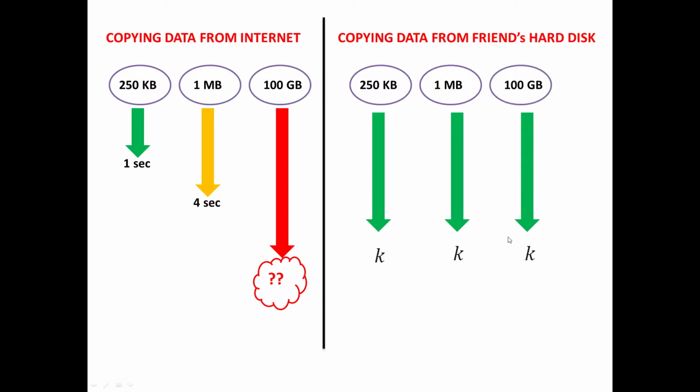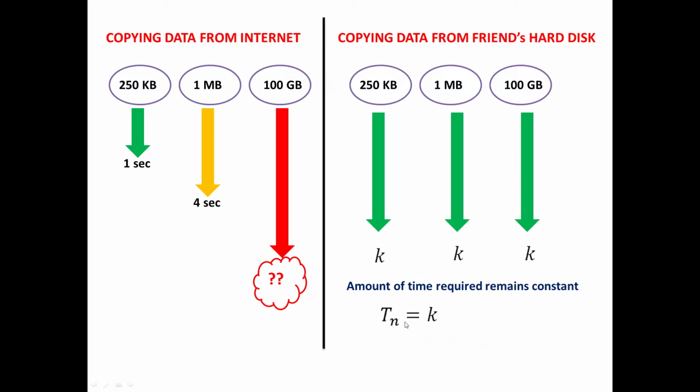Here, the time of traveling and the time of copying from your friend's computer to your hard drive, if you remove that, the total time required for the data is constant. The data size doesn't have any impact on the time. Even if it's 150 GB or 200 GB, the amount of time required remains constant. In mathematical terms, the time required by this algorithm will be K. Suppose this data, 250 KB, 1 MB and 100 GB, is your input. Then as the input increases, the amount of time required by your algorithm remains constant.